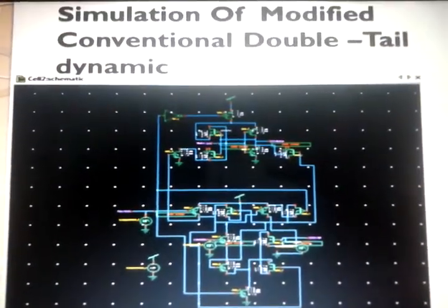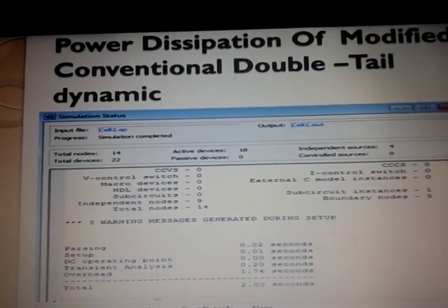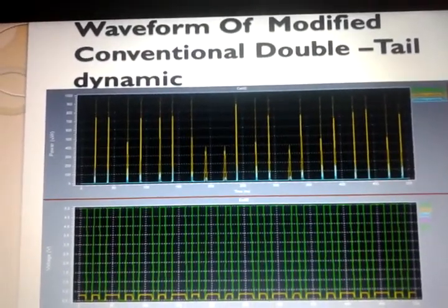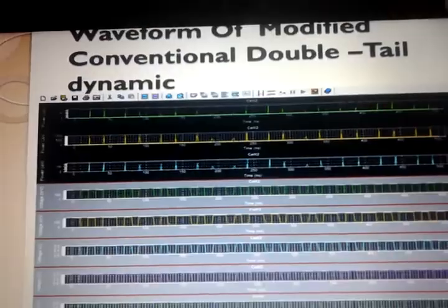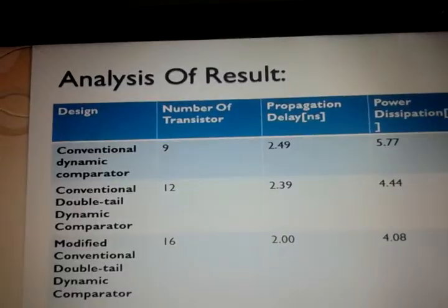This is the simulation of the modified conventional double tail dynamic comparator. Power dissipation of the modified conventional double tail dynamic comparator. Waveform of the modified conventional double tail dynamic comparator.